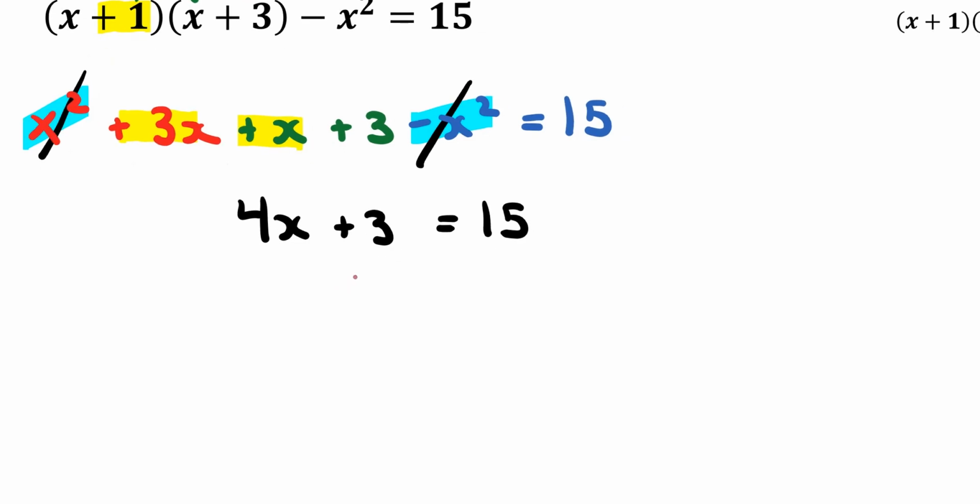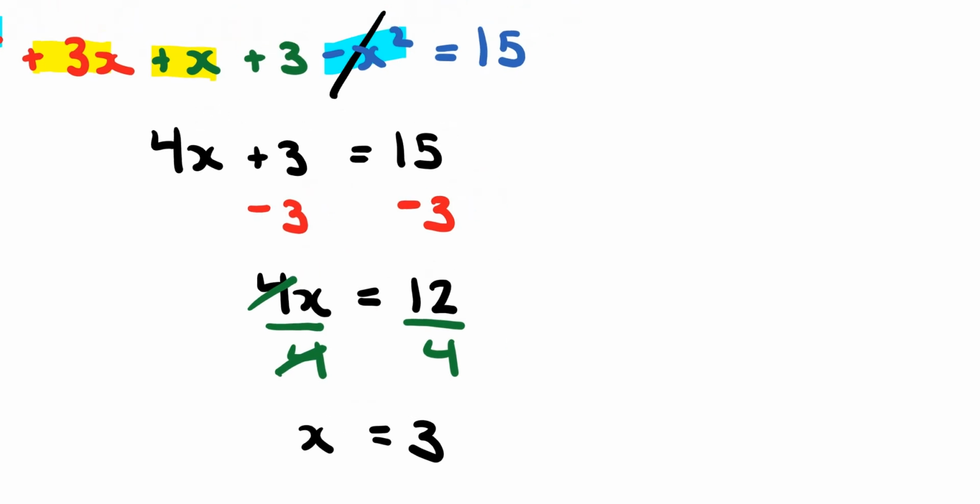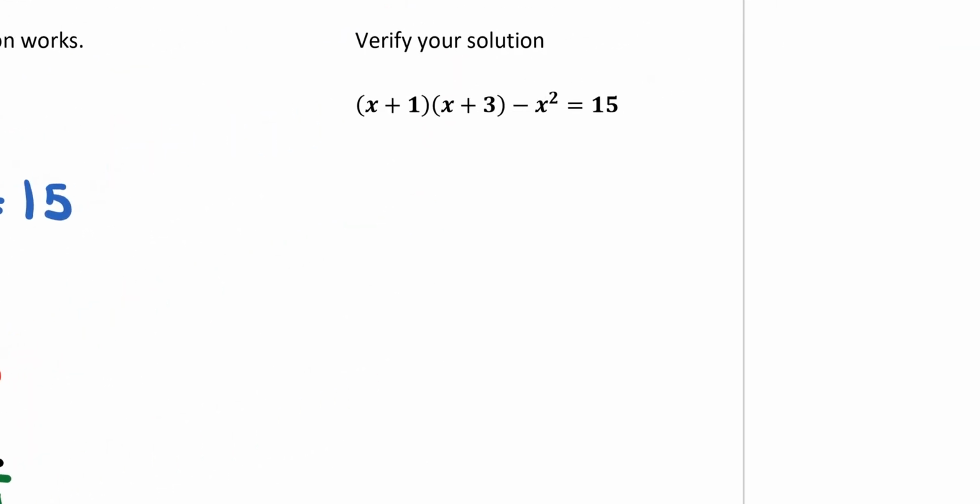Okay, then we can subtract 3 from both sides. If we do that, we get 4x equals 12, and then from there you can divide both sides by 4. The 4's cancel off, and x would just give you a value of 3. Okay, so there's my answer there, and then the next part is we need to verify that our answer works.